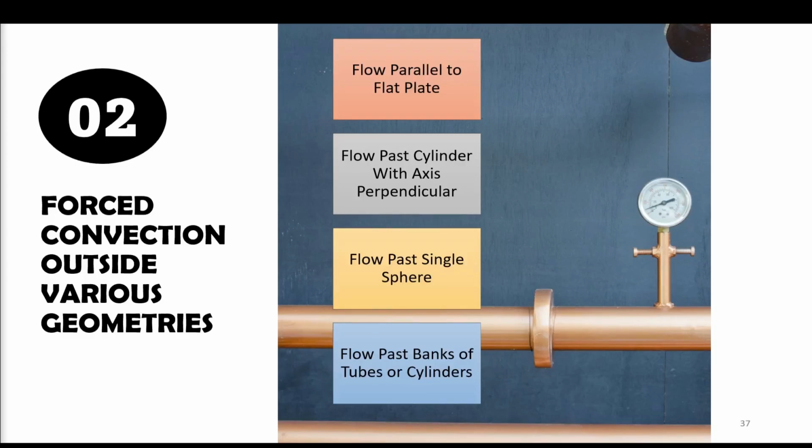In this video, we're going to learn about forced convection that happens externally, which is outside various geometries. First, we look at the flow that is parallel to a flat plate, and then flow past a cylinder with axis perpendicular. Next, we look at the flow past a single sphere, and finally, the flow past banks of tubes or cylinders.